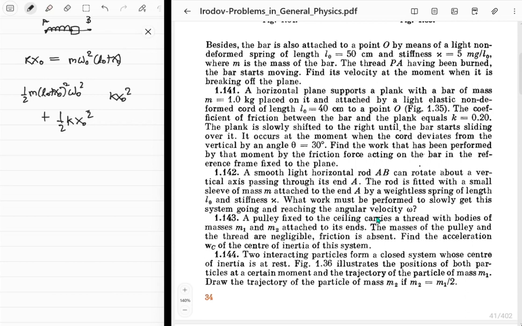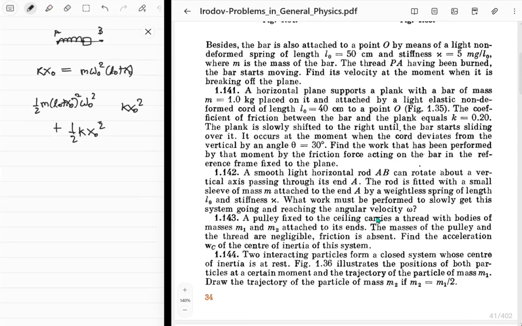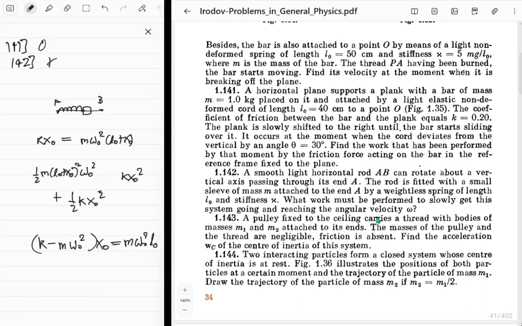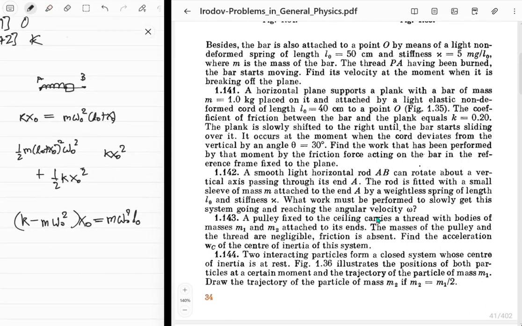Yes, that's how it should be. Okay, let's find x naught. So it's k minus m omega naught squared, times x naught, equal to m omega naught squared times L naught. So there we go. I just use omega squared because they are also using omega squared. So x naught is m omega squared L naught upon k minus m omega squared, and all of that to the power of 2. Yes, that should do it.